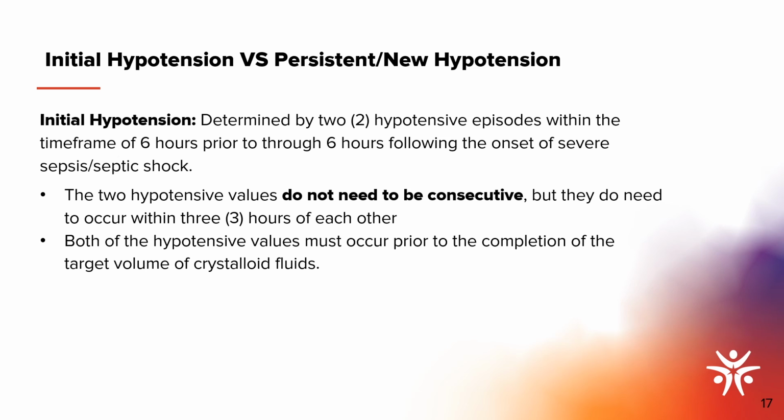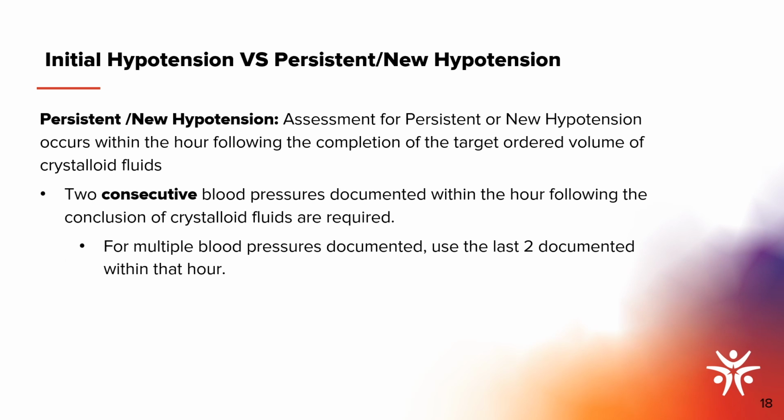Both of the hypotensive values must occur prior to the completion of the full target volume of crystalloid fluids. To assess for persistent or new hypotension, the acceptable time frame is the hour following the completion of the target ordered volume of crystalloid fluids. 2 blood pressures are required, and they must be consecutive.